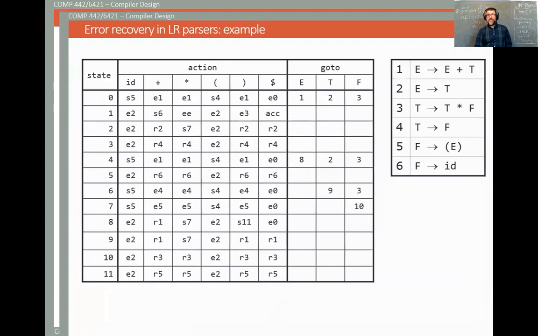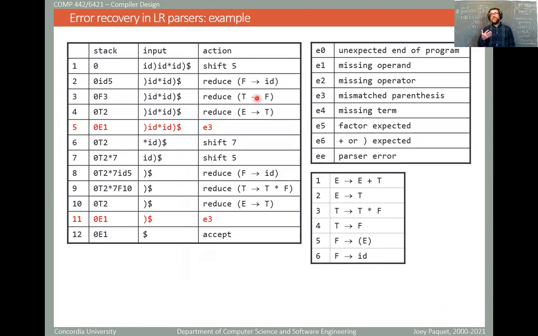Okay. So here I have successfully twice recovered from an error. So I remind you that the overall result here is that I successfully parsed this ID and then skipped these two, and then successfully parsed the times, successfully parsed the ID, skipped the close parenthesis, and then successfully parsed the end of the string.